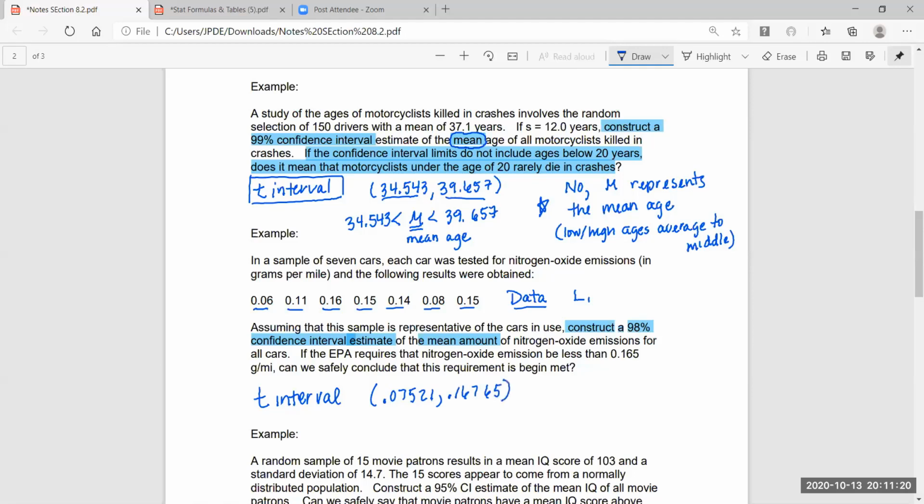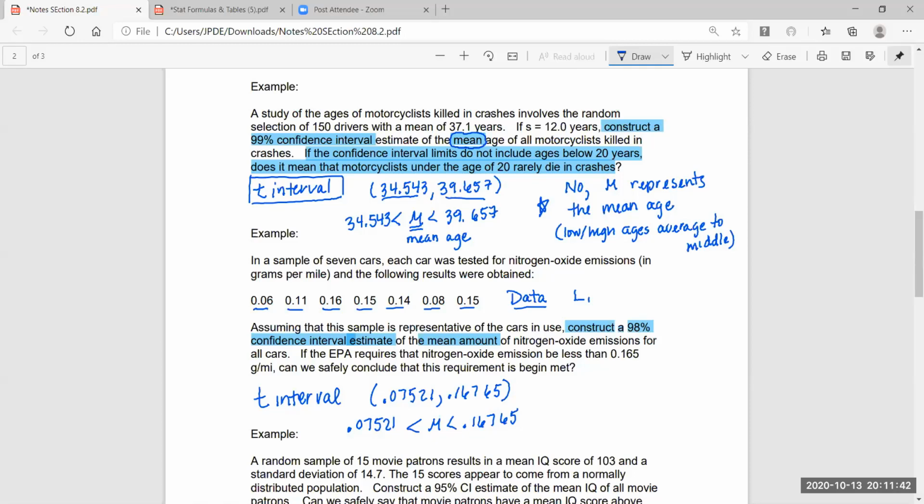And again, you can leave it like that, or you can put the mean in the middle. You don't have to do both. What you'll notice on your online work is some of them will ask for it in interval form, and some of it will ask for it in inequality form. So now we need to answer the question.